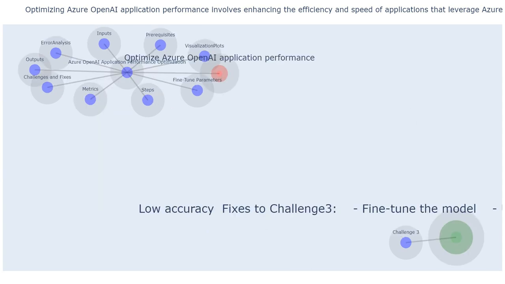Challenge 3. Low accuracy can lead to incorrect results and affect the reliability of the application. Fixes to challenge 3. Fine-tune the model. Use more training data. Improve data quality.